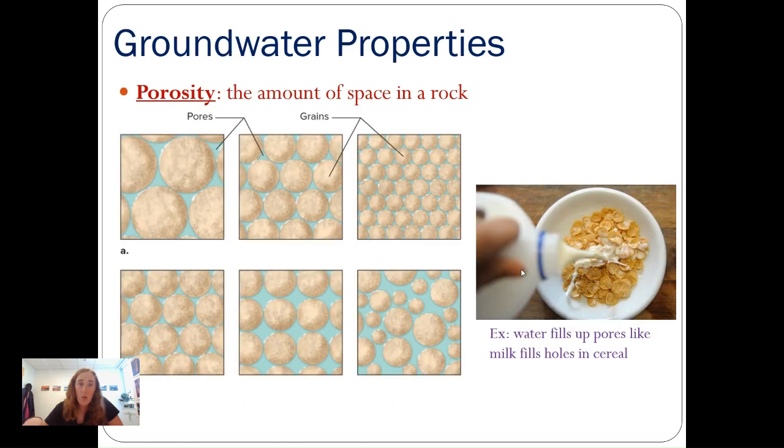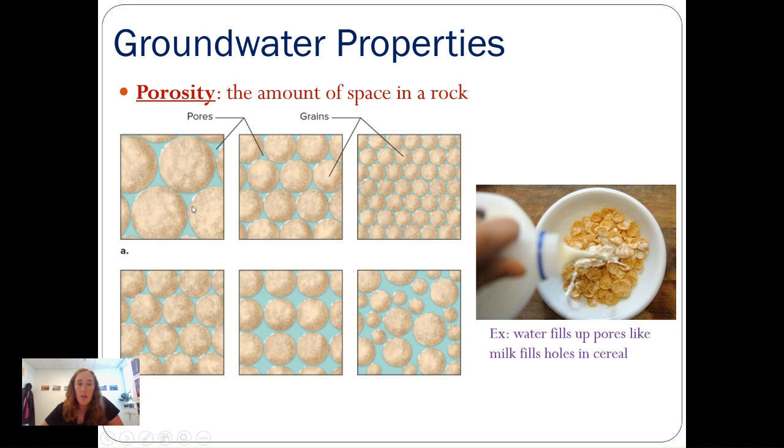So when we look at where groundwater is actually stored, groundwater is stored in pores. If you have a soil or a rock and it has gaps between the individual grains of rock or soil, that's where groundwater is stored. Porosity measures the amount of space in rock, and the more porosity, the more pores, the more gaps that you have, the more water can be stored underground.